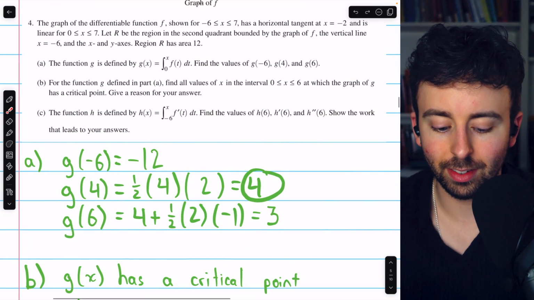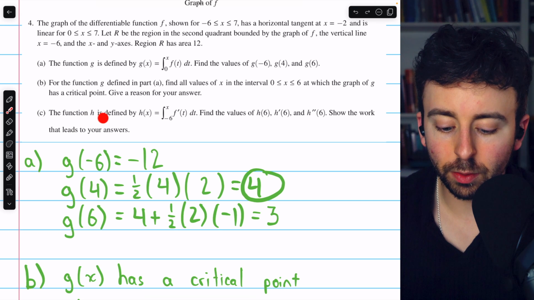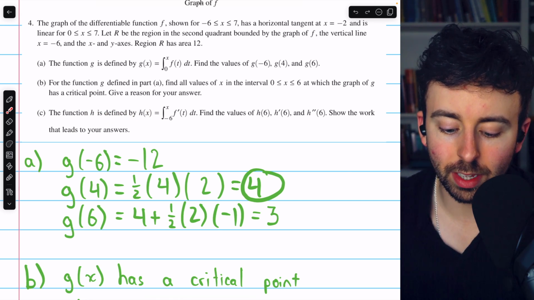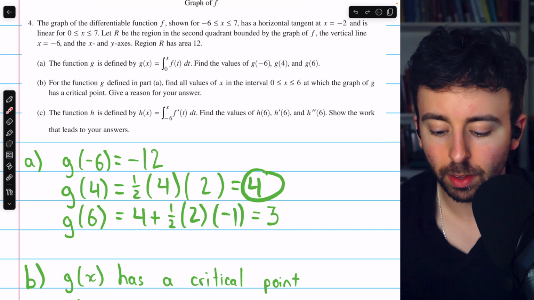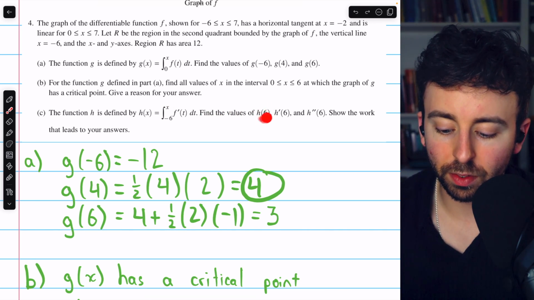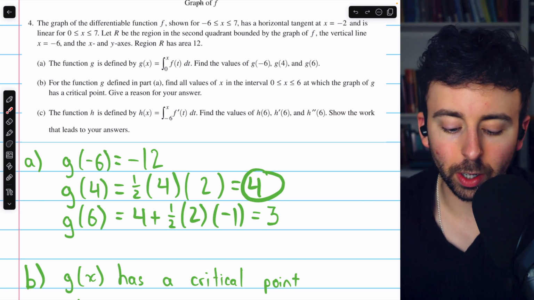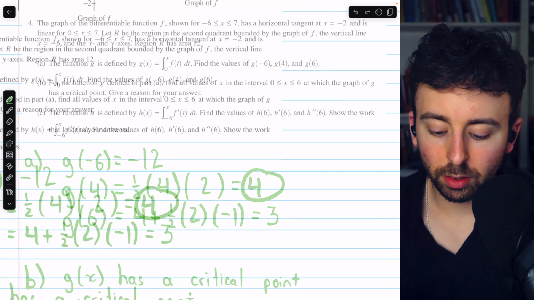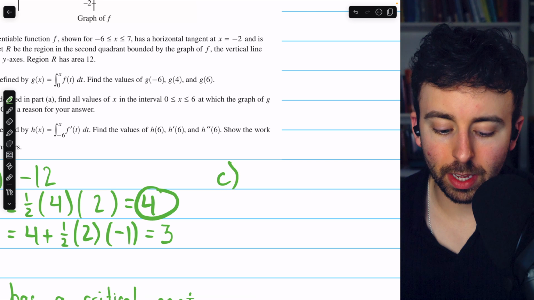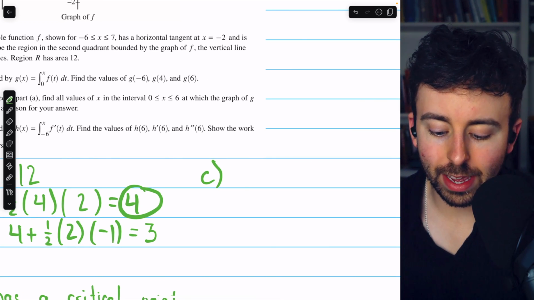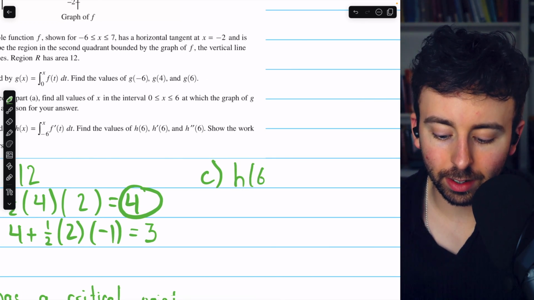Let's finish with C. The function h is defined by h of x equals the integral of f prime of t dt from negative 6 to x. Find the values of h of 6, h prime of 6, and h double prime of 6, and show the work that leads to our answers.